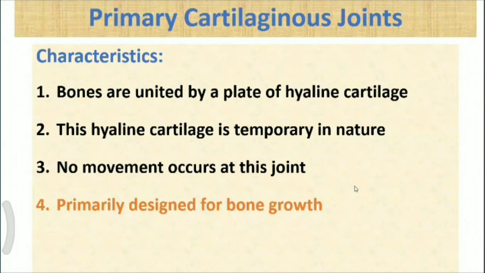So what is the aim of primary cartilaginous joint? To produce movements? No. It helps in bone growth. So the answer should come: helps in bone growth. So remember these characteristics. And now the distribution.